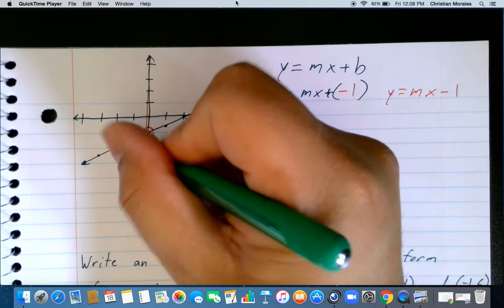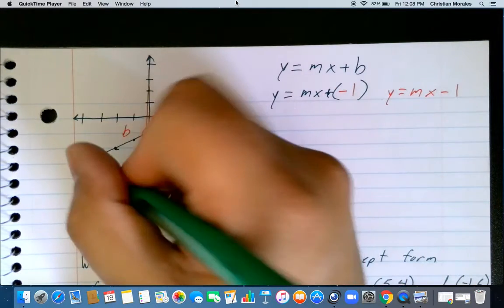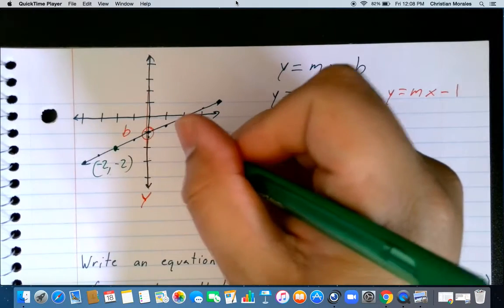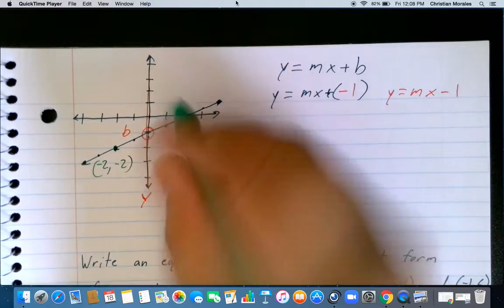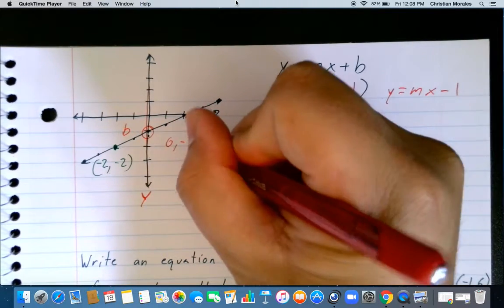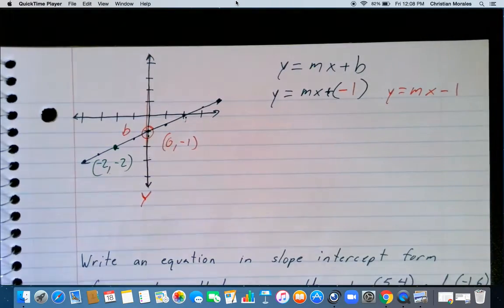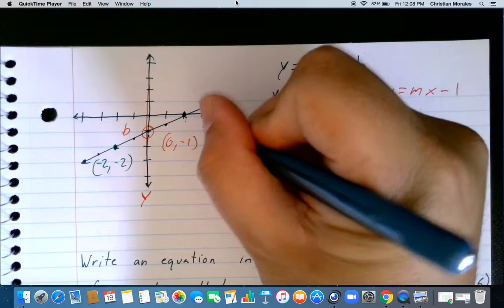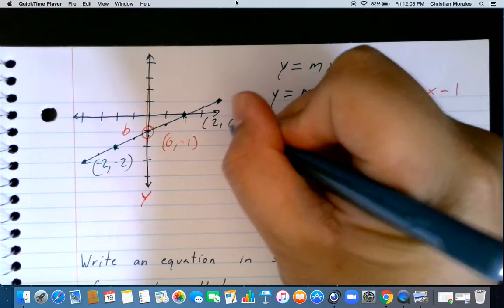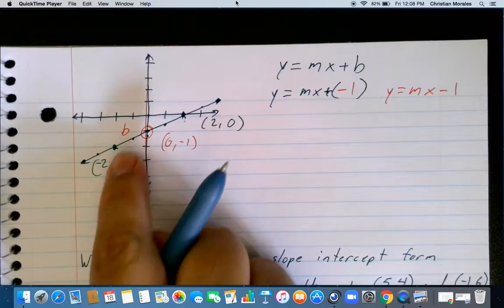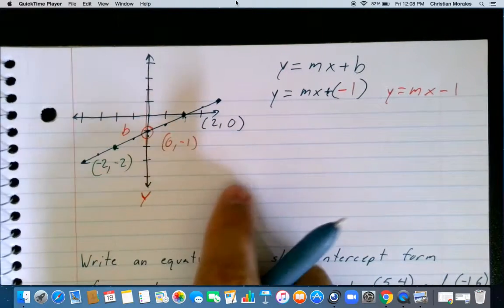So like this, for example, this one right here is -2, -2. That's this point. This B, that coordinate, is 0, -1. And then this point right here would be 2, 0. So I want to use the points with whole numbers. I don't want to use the ones with decimals or fractions in between.